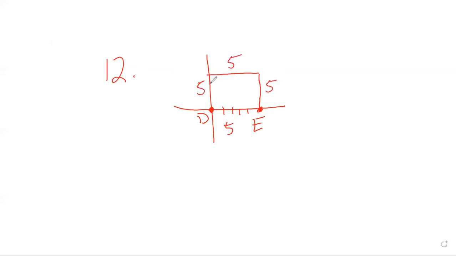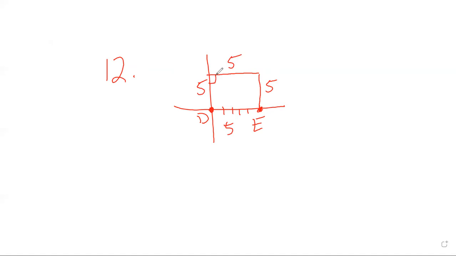All right, 12. It says there is a perimeter of a square. On this square, they give us that D is 0, 0. So this is D. They tell us that E is 5, 0. So 1, 2, 3, 4, 5. They also told us, by the way, that this is a square. Well, if this side right here is 5, then we know that this side would be 5, and this side would be 5, and this side would be 5. That's the nature of a square.